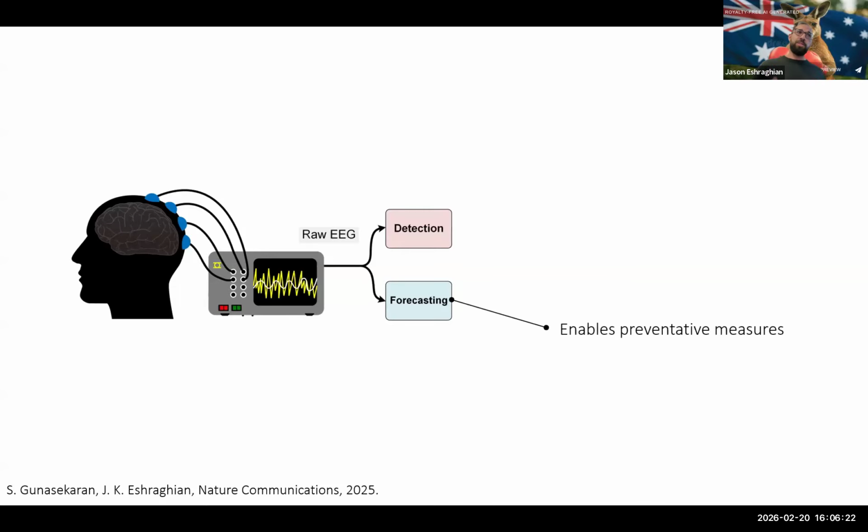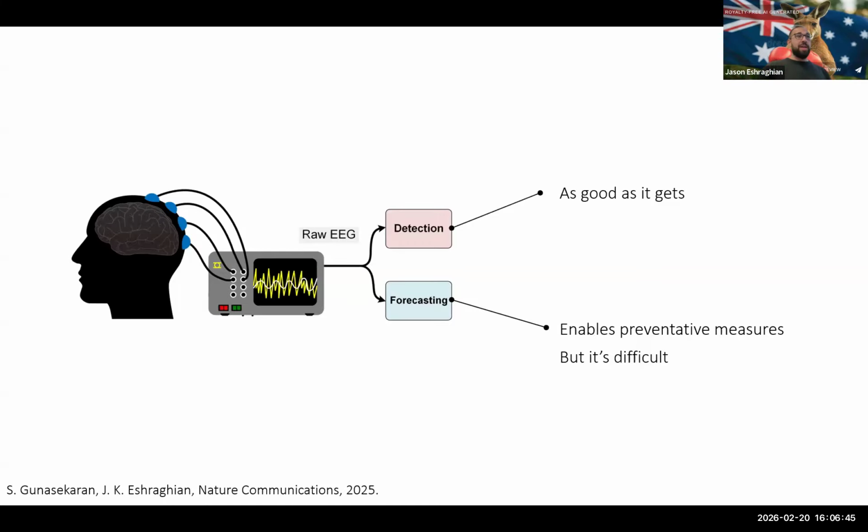Now, in the forecasting case, you could argue that this is perhaps a little bit more useful. It enables some sort of preventative measure, right? If you know in advance that there's going to be some sort of adverse event, you can close the loop, stimulate, you can tell someone to stop driving, you can take preventative measures. But it's difficult. It's harder to tell you what the weather's going to be in 30 minutes than what the weather is right now.